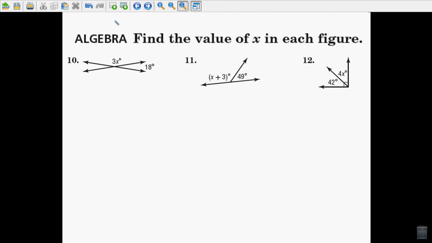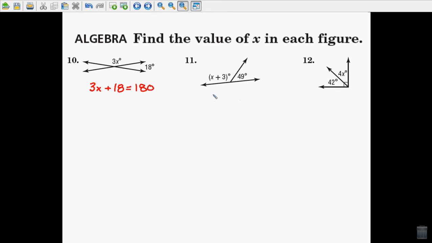Okay, now moving on to our algebra problems. Number 10, remember that 3x and 18 together are going to make up one straight angle, and straight angles are 180 degrees. So that's how our problem is going to be built there.